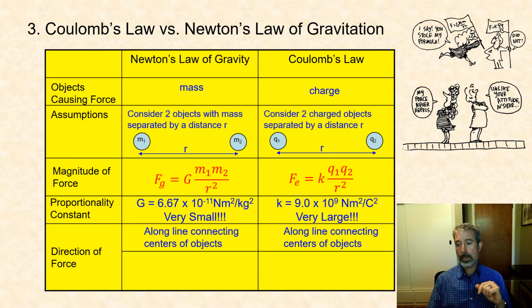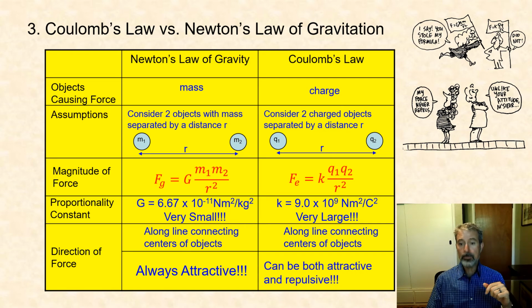But now for the striking difference. In the case of gravity, the force is always attractive. There is only one type of mass in the universe, so all mass attracts all other mass. But in the case of charge, the force can be either attractive or repulsive. Why? Because there are two types of charge in our universe. And this is a striking difference between gravity and the force that results from charged objects.